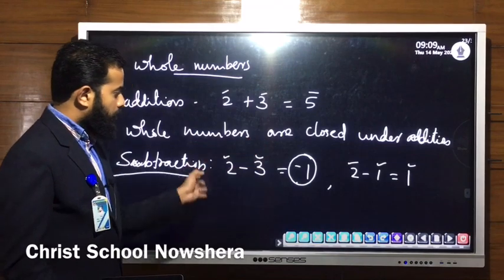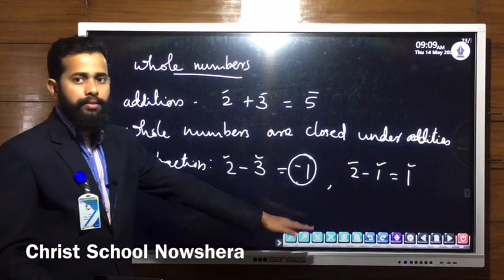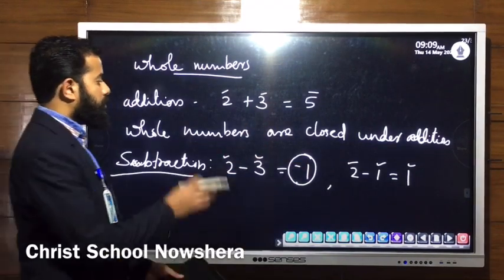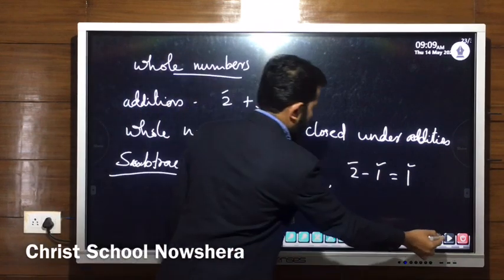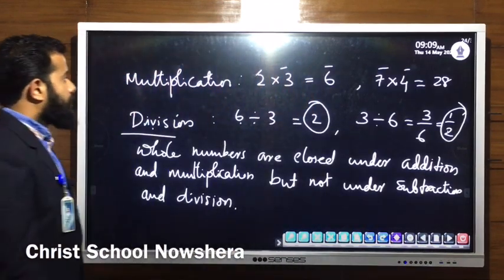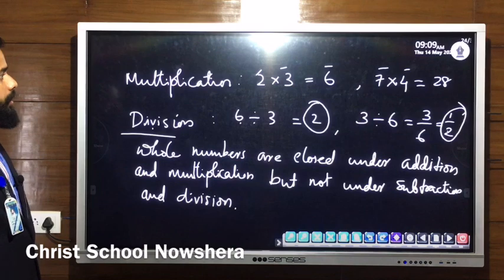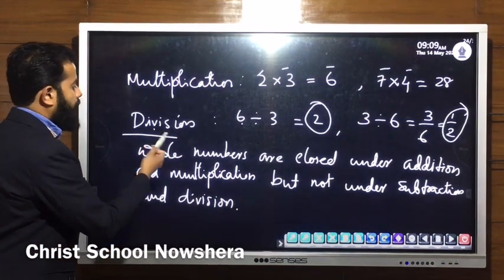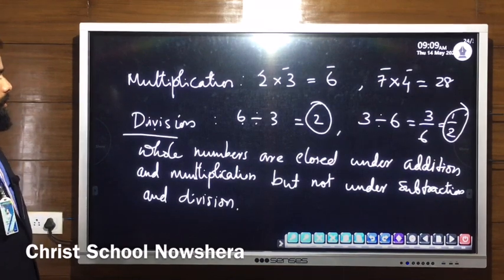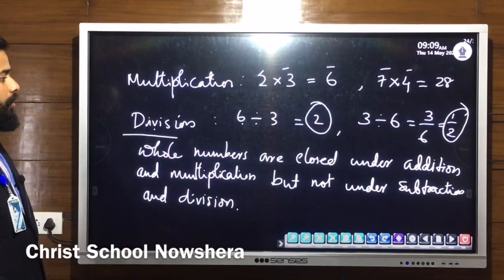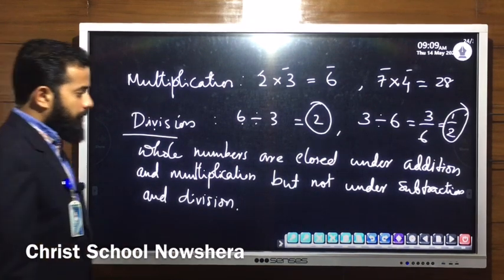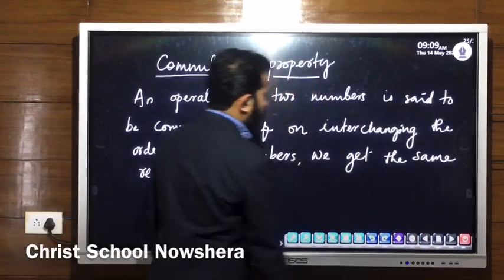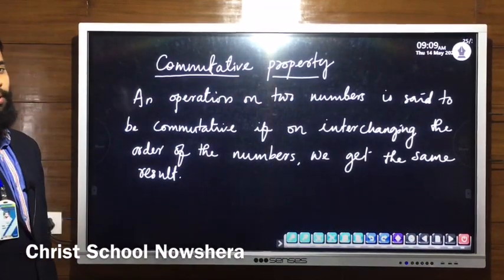2 and 3 are whole numbers, and the result is minus 1. Minus 1 is not a whole number, so it is not holding the closure property. Next is multiplication. We have seen that, and division. In all cases, we can conclude that whole numbers are closed under addition and multiplication, but not under subtraction and division. Next property we have discussed, commutative property.